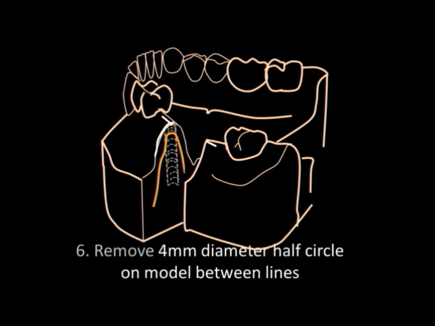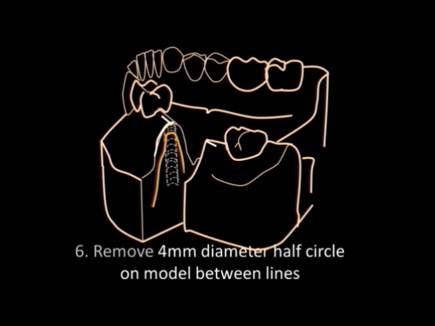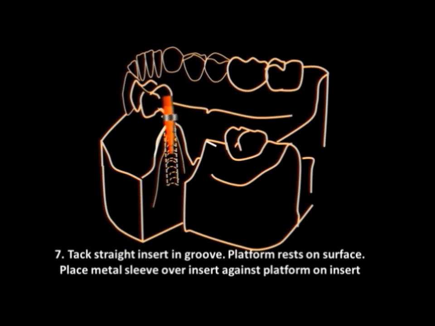Now cut a groove into the model using a cylindrical burr. Cut the groove exactly between the parallel lines. Tack the correct insert into the long axis of the groove and place the metal sleeve over the insert, being careful not to dislodge the insert from the model.